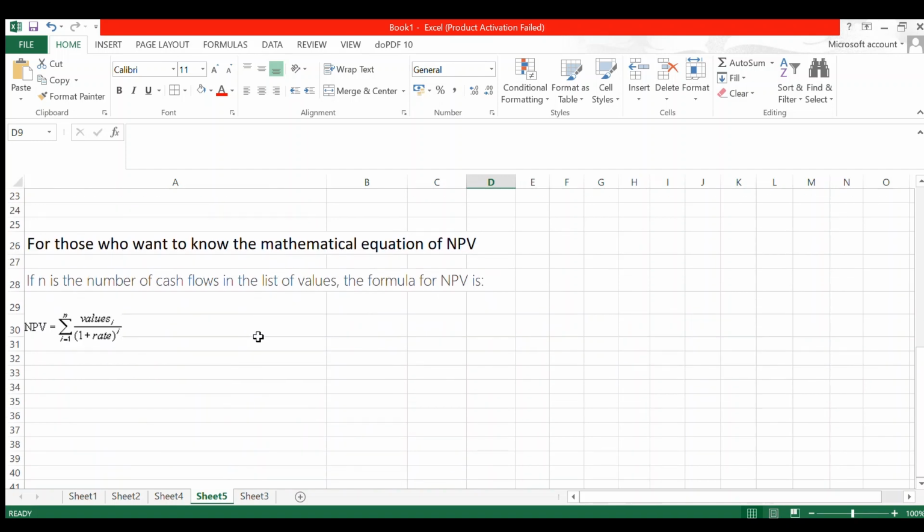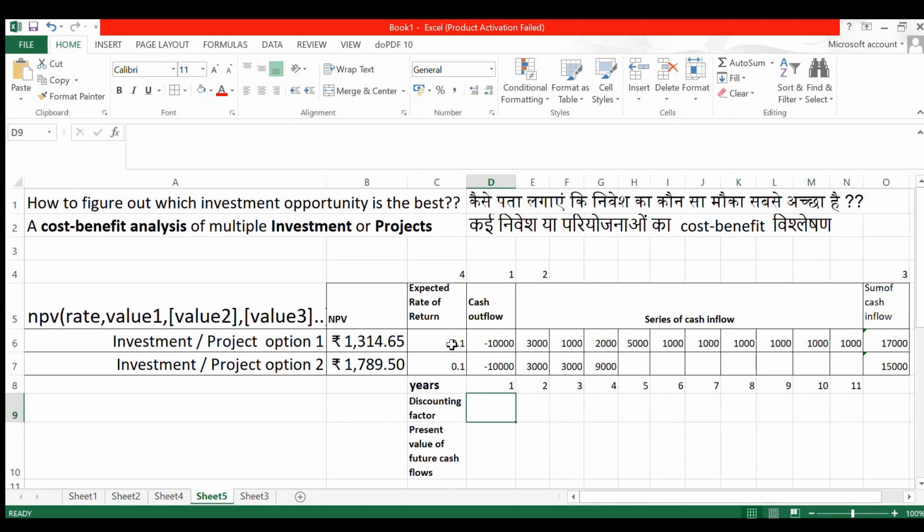For those who want to know the mathematical equation of NPV, here it is. If N is the number of cash flows in the list of values, the formula for NPV is the sum over i equal to 1 to N of values at i divided by 1 plus rate raised to i. So 1 divided by (1 plus rate) raised to i is the discounting factor, which can be calculated using the expected rate of return, or discounting rate, and the number of years.